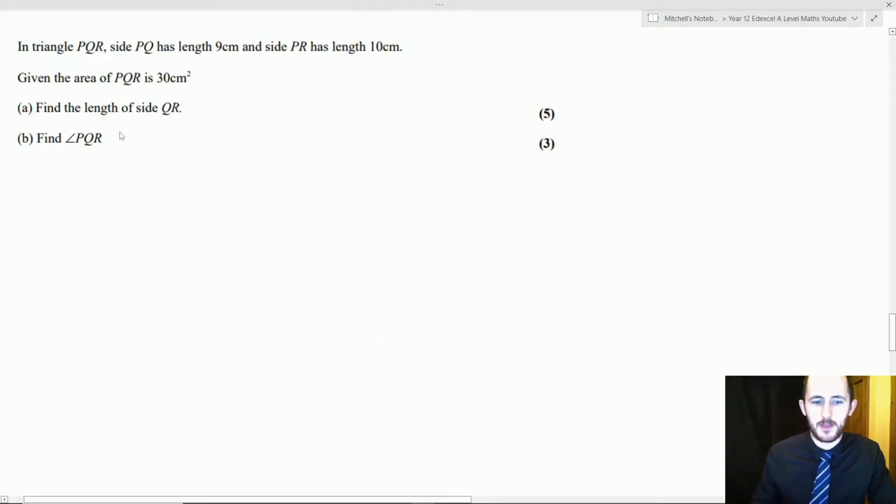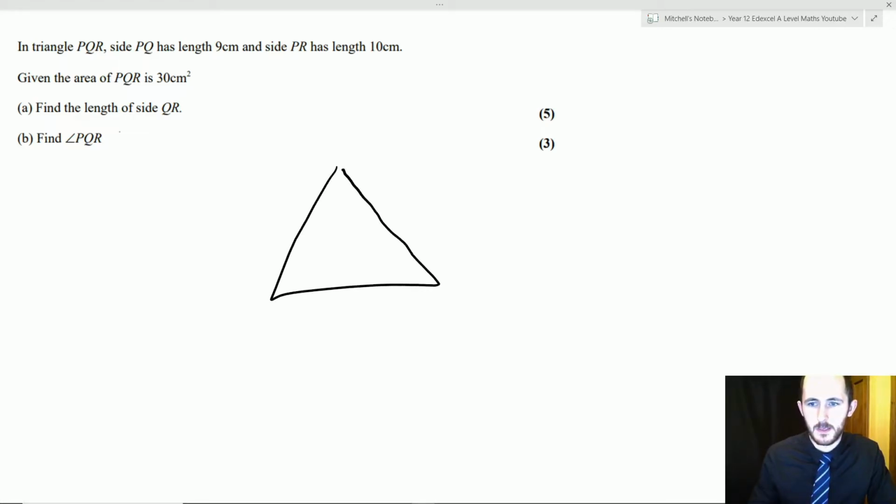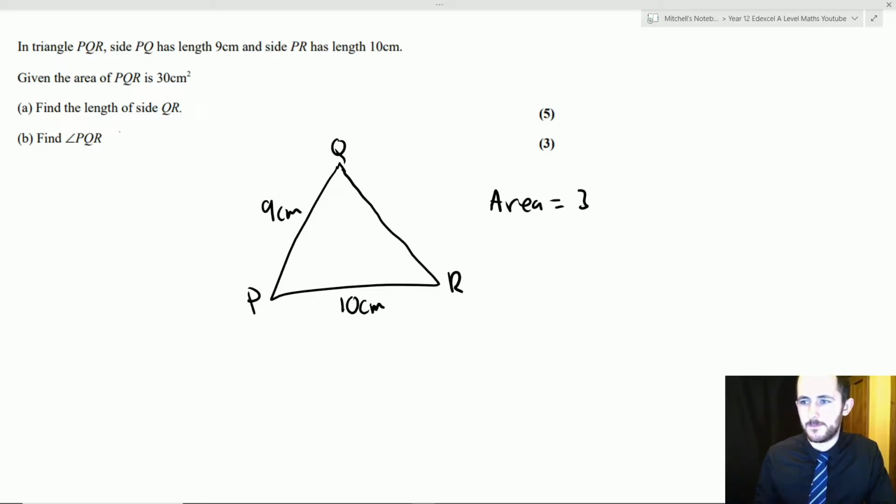So triangle PQR. Let's draw it. Call it P, Q, R. PQ length 9. PR length 10. And the overall area is 30 centimetres squared.